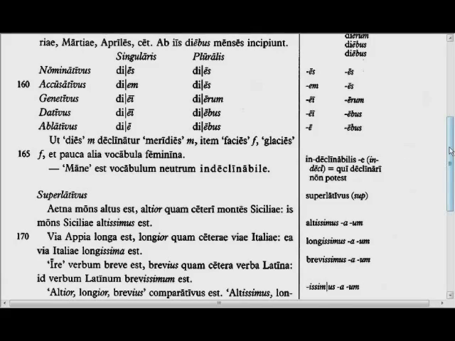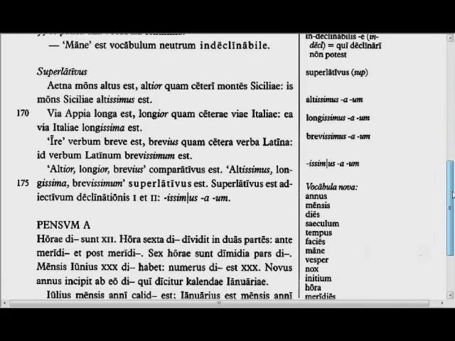Okay, let's look at the superlative. We've seen the comparative before with ior and ius, meaning more of something. And now we have the most something. So altissimus, the highest. Longissimus, the longest. Brevissimus, the shortest. And these are adjectives of the first and second declension. So they agree with their nouns in case, number, and gender, just like those other adjectives do.